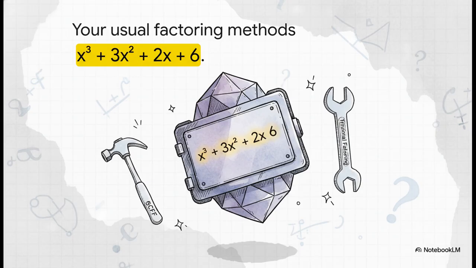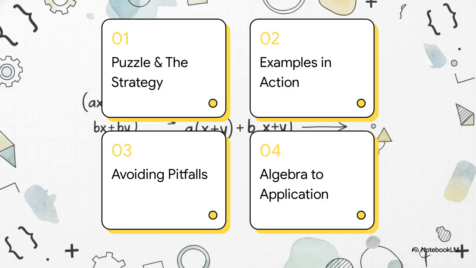So, what's the plan? Here is our roadmap. First, we'll break down the puzzle and the strategy behind it. Then, we'll get our hands dirty with a few examples. After that, I'll show you the common traps and how to avoid them. And finally, we'll talk about why any of this actually matters in the real world. Sound good? Let's do it.